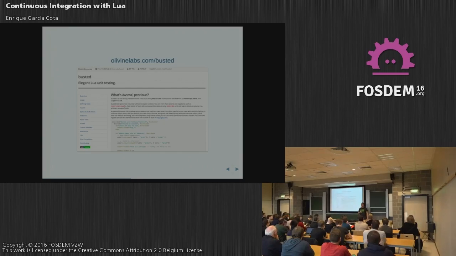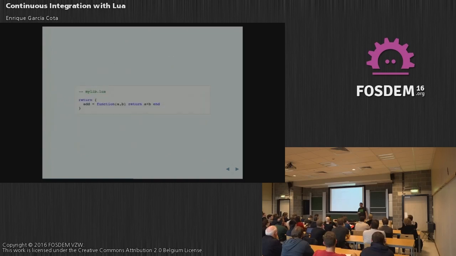For this, I use this library, Busted, from Olivine Labs. The way it works is the following. You have a library. I'm going to create a very simple library here. It just returns a table with a function which adds two numbers. And I can test it like this with Busted.